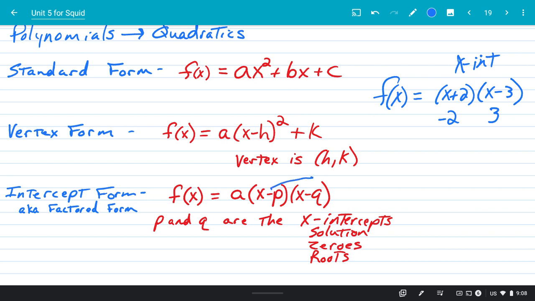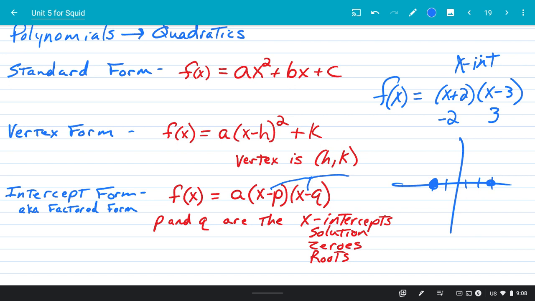Remember, the sign in here means we've got to look for the opposite. Got to take the opposite of it. So in other words, if I were to graph this particular one, it would cross the x-axis at negative 2 and 3.